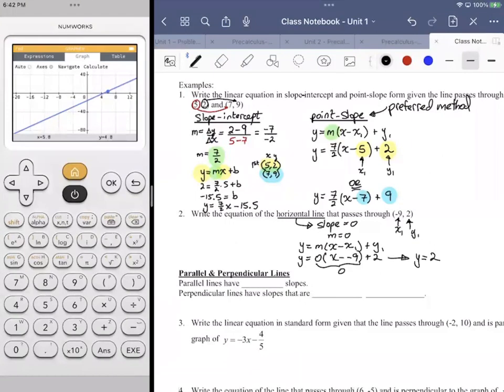All right. Vertical lines have the same kind of structure in terms of the final answer, but you can't substitute in no slope. I mean, you can, it's just not going to bring you anywhere useful.